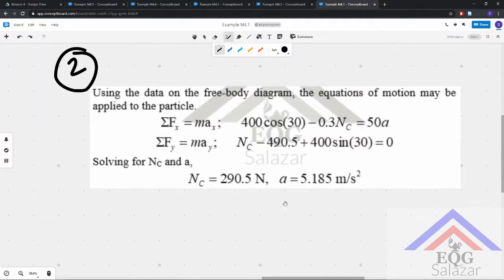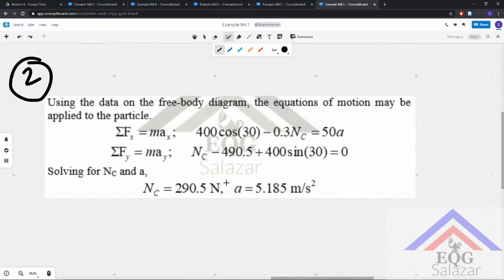And for the summation of forces in the y-axis, we have the normal force minus the weight, 490.5, plus 400 sine 30 equals 0. So solving simultaneously will yield 290.5 newtons and an acceleration of 5.185 meters per second squared.